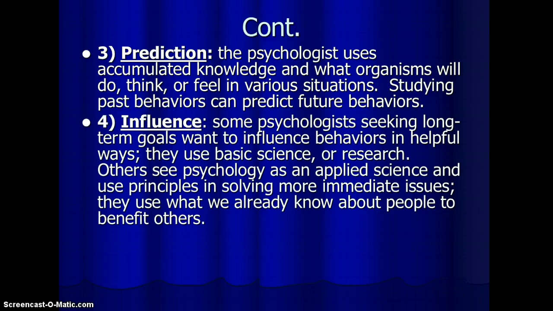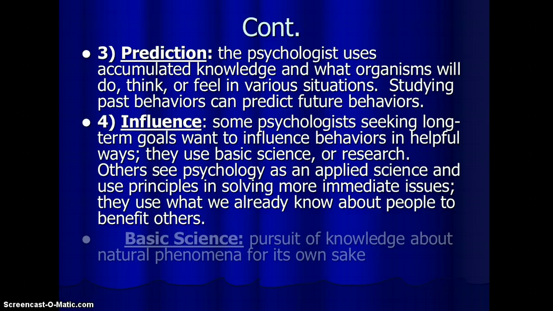The next one is influence. Some psychologists seeking long-term goals want to influence behaviors in helpful ways. They use what is called basic science or research for this. Others, though, see psychology as an applied science, and they use principles in solving more immediate issues. They use what we already know about people to benefit others. So basic science is really just researching for the sake of research, whereas applied science is taking what's already known and using it to benefit others.